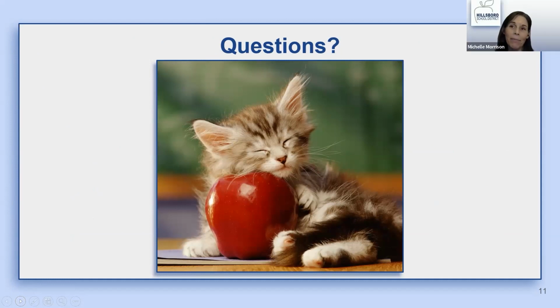It's not complete without a kitten picture. So, all right. We've been starting in the room.